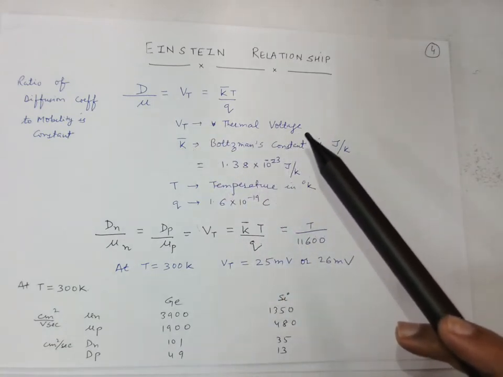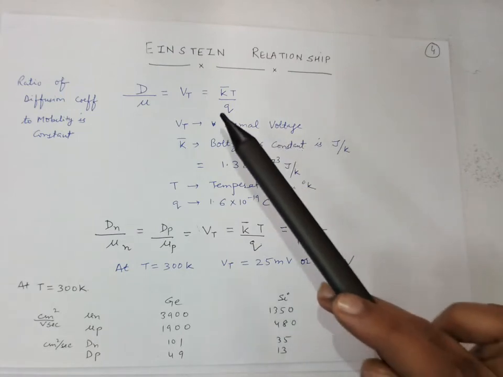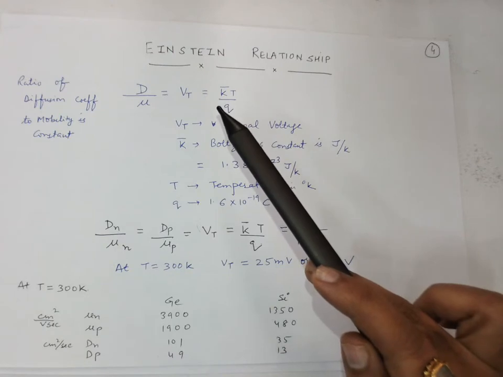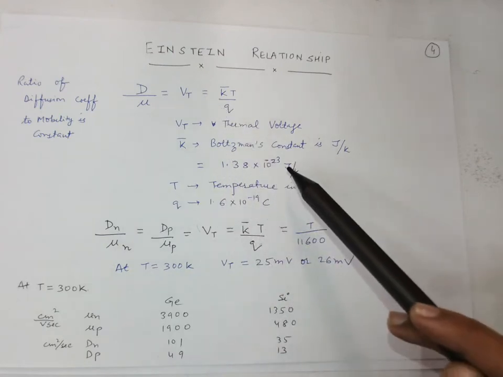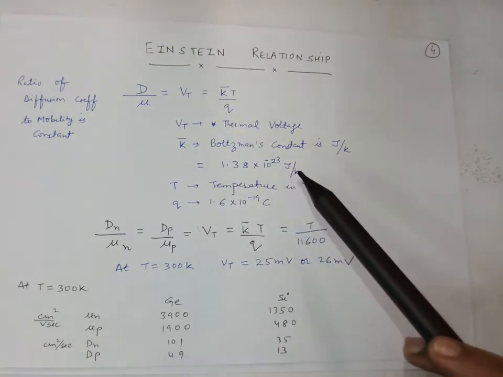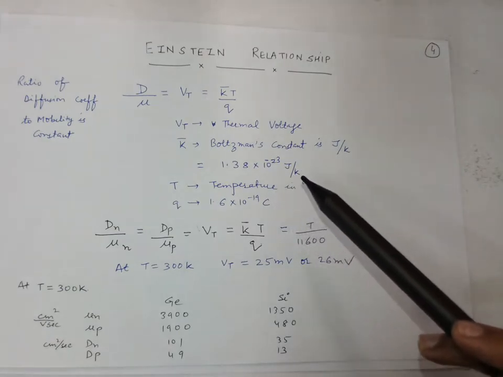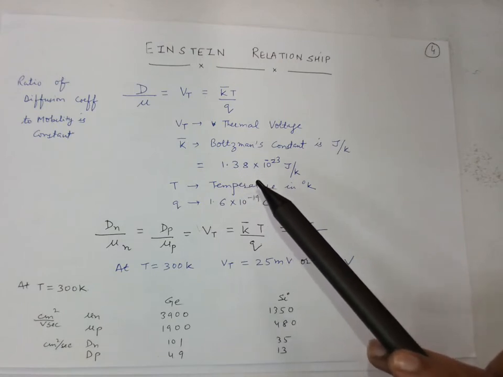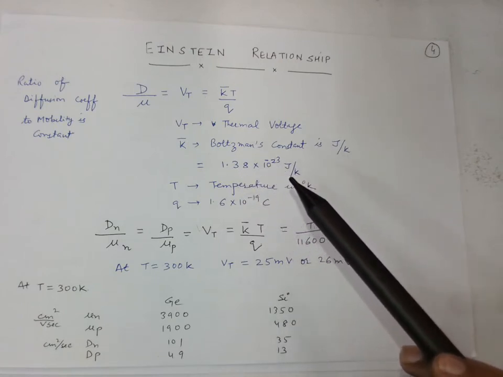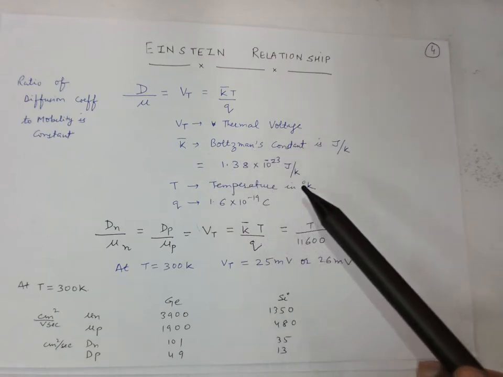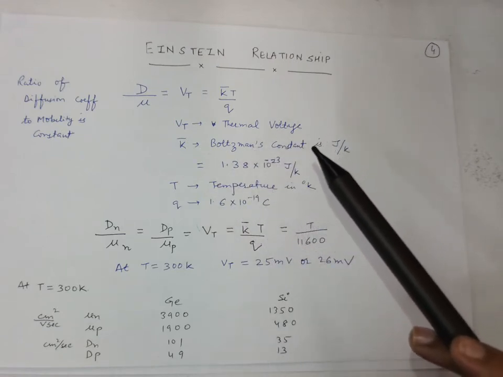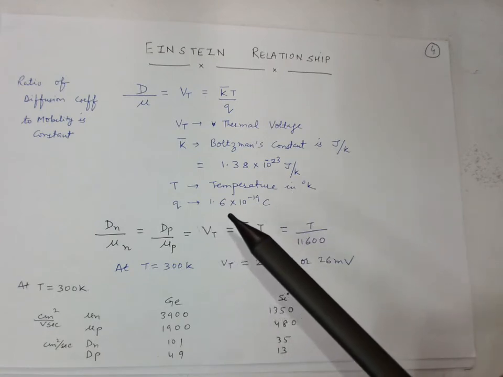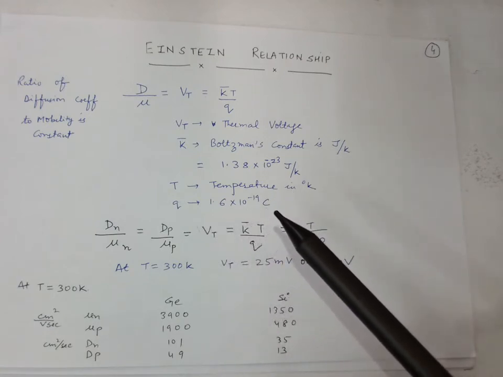It is also referred to as the volt equivalent of temperature in some books, and it is equal to kT/q. Now what is this k? This k is the Boltzmann constant. You have to remember to substitute the value of the Boltzmann constant in joules per Kelvin, and the value is 1.38 × 10^-23 joules per Kelvin. This value needs to be put into this expression. The temperature is always to be taken in Kelvins. The charge is 1.6 × 10^-19 coulomb.